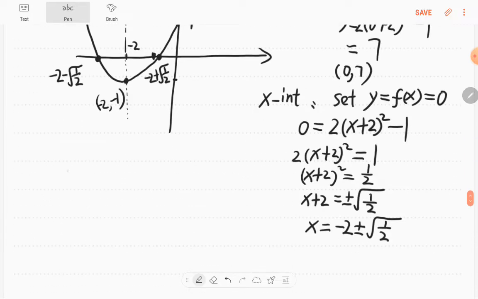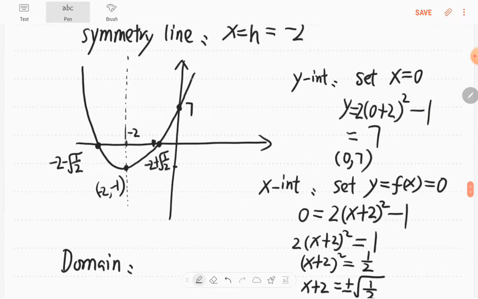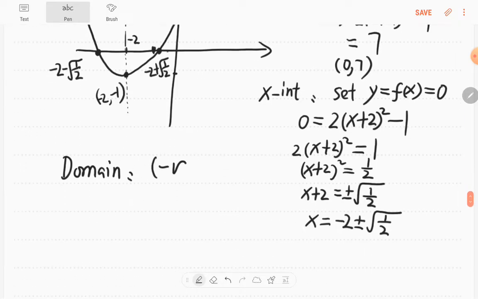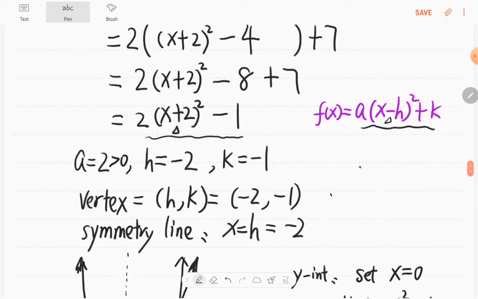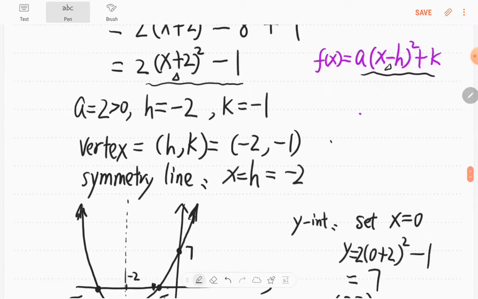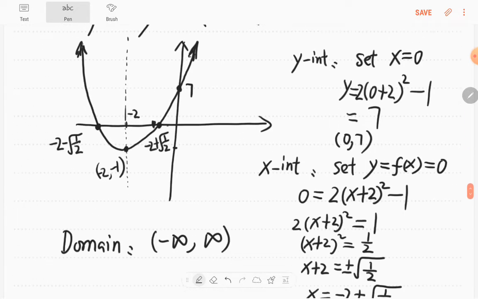So what is the domain? The domain, since this is a quadratic function, so it's a polynomial. And for the domain, you can see all the x values you can plug in. This one you can extend forever. This extends forever. So all the x values, there are points corresponding to it. So the domain is negative infinity to infinity. Or you just look at the function. You can see if there is any restrictions on x. No, there is no restriction on x. So it's just all real numbers.